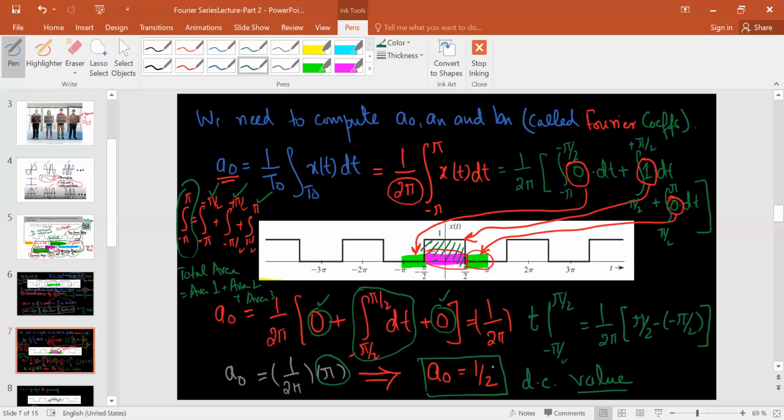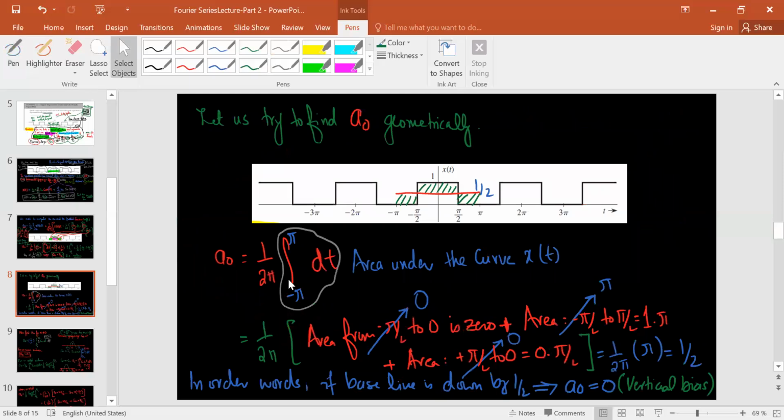Okay. Now, what is the importance of a naught equal to 1/2? That means that this whole signal is lifted from the baseline, and since it is lifted from the baseline, it introduces this DC value. However, if the signal was half up, half down, then this a naught will be 0, because then the upper area and lower area will cancel each other. So for example, if I go to the next slide, I can show you what I mean by this.